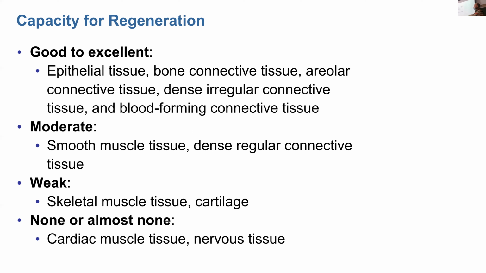And finally, some tissue can't really heal itself much at all, very, very little. Specifically your cardiac muscle tissue, which is super important, as well as most nerves. Some nerves can regenerate, especially in the peripheral nervous system, but especially not in the central nervous system. Once those nerves are damaged or broken, it can be really hard or impossible for them to repair.